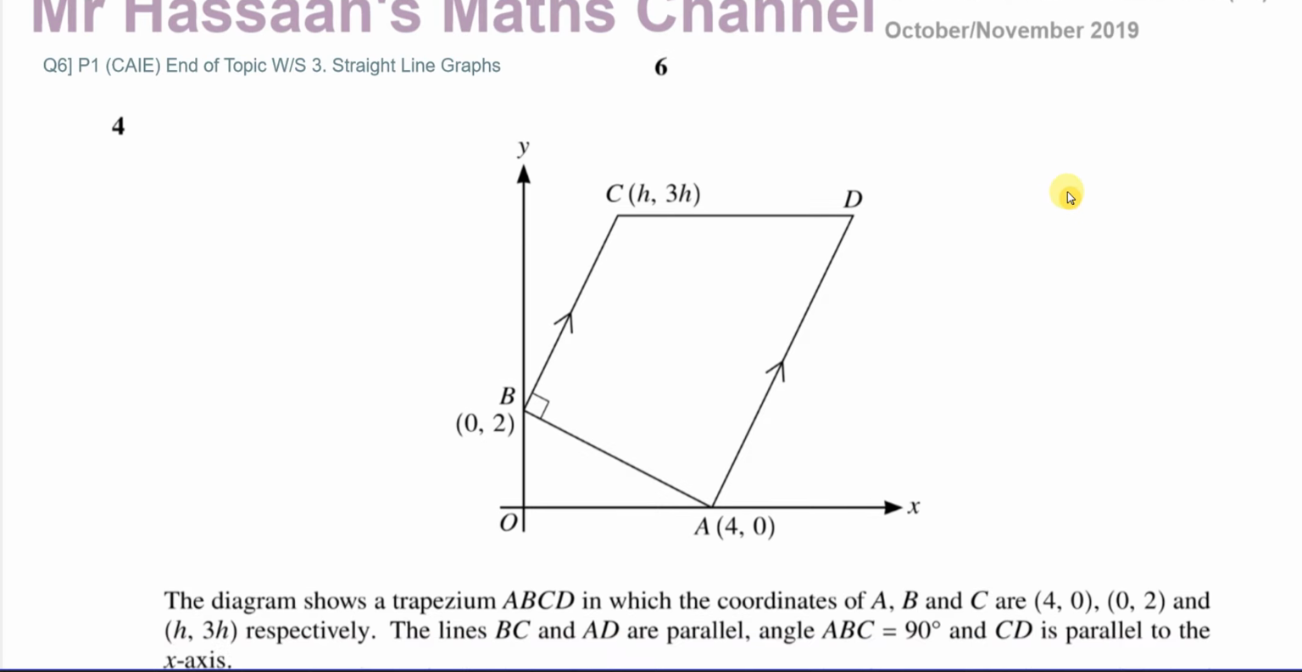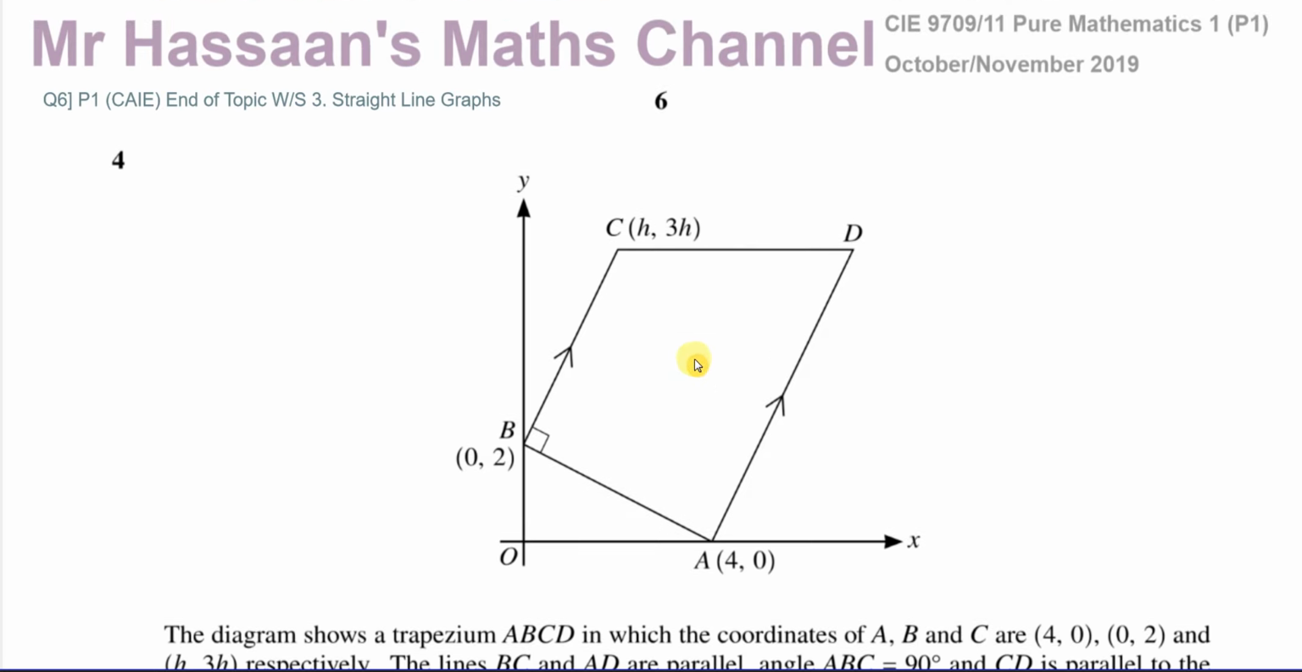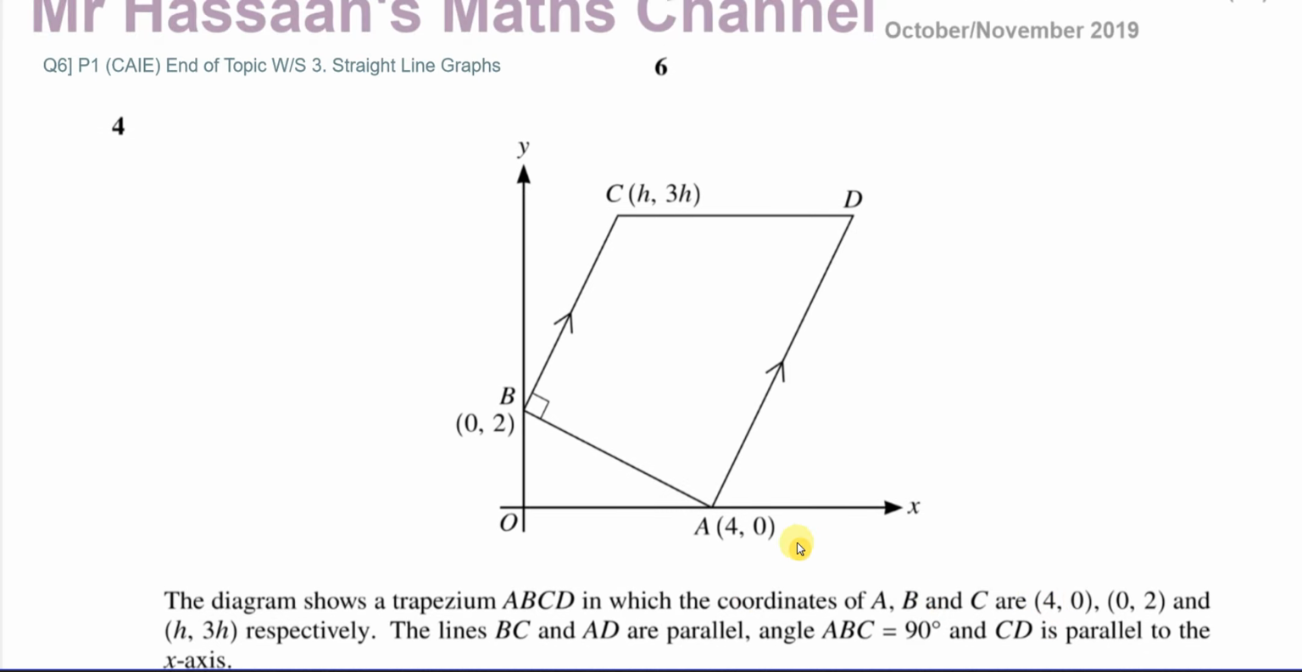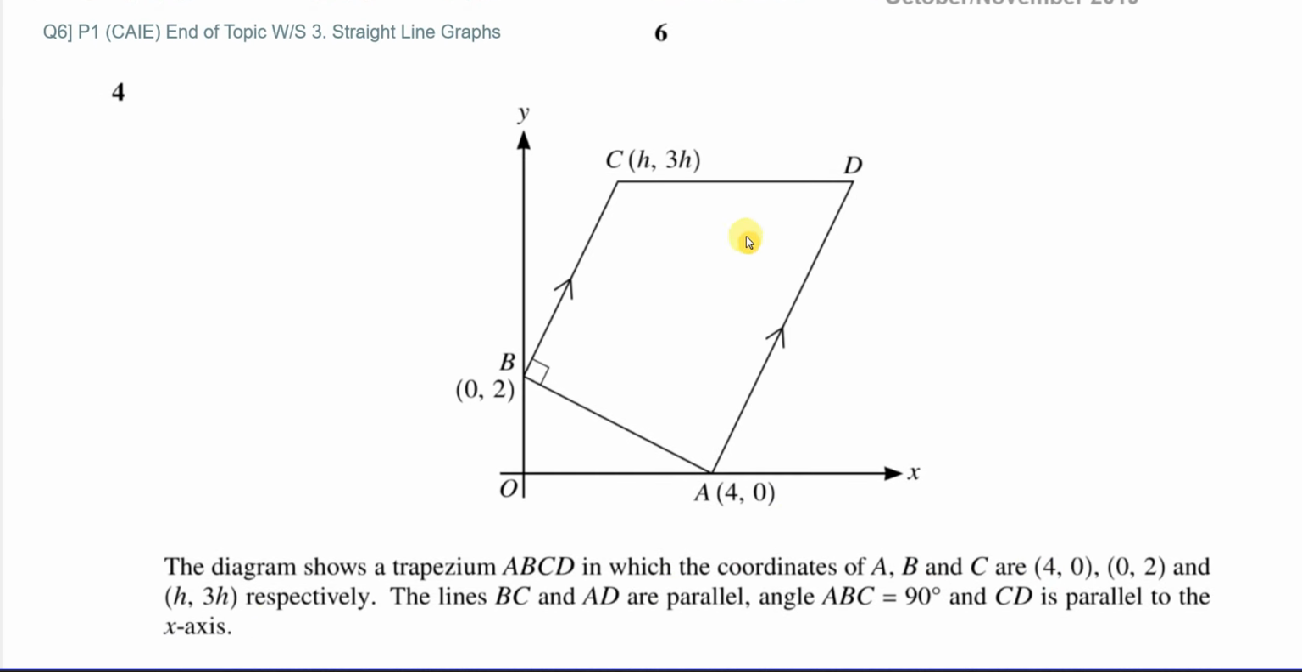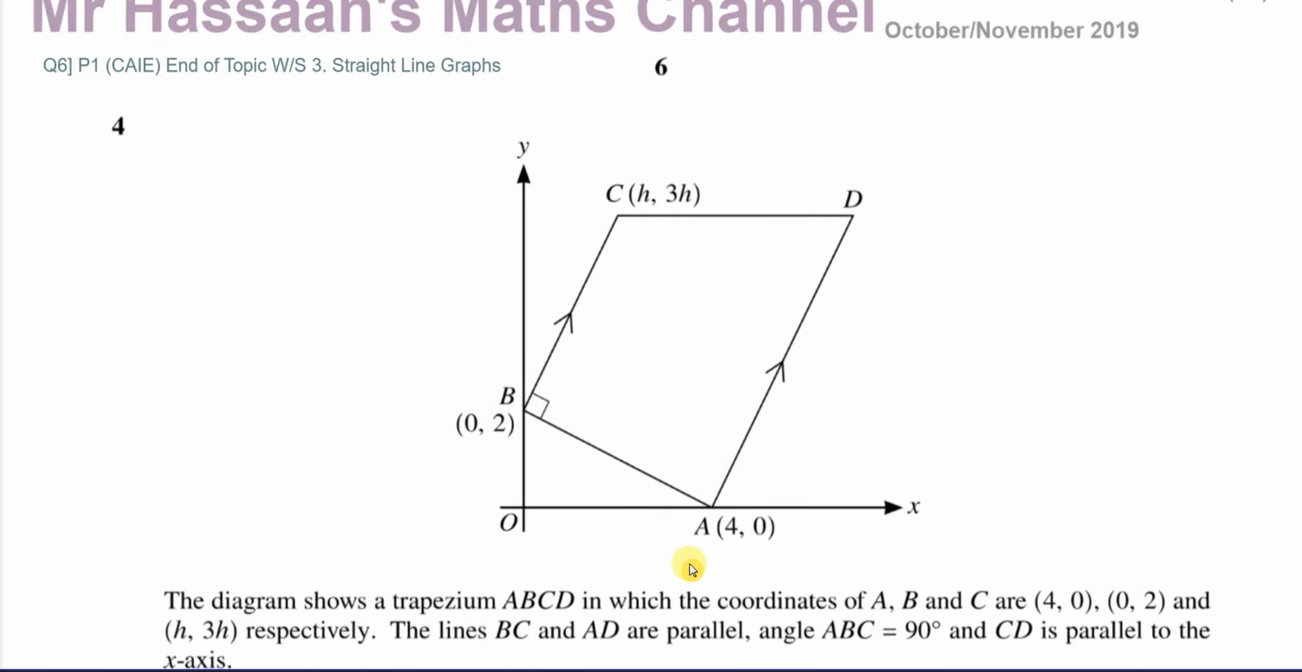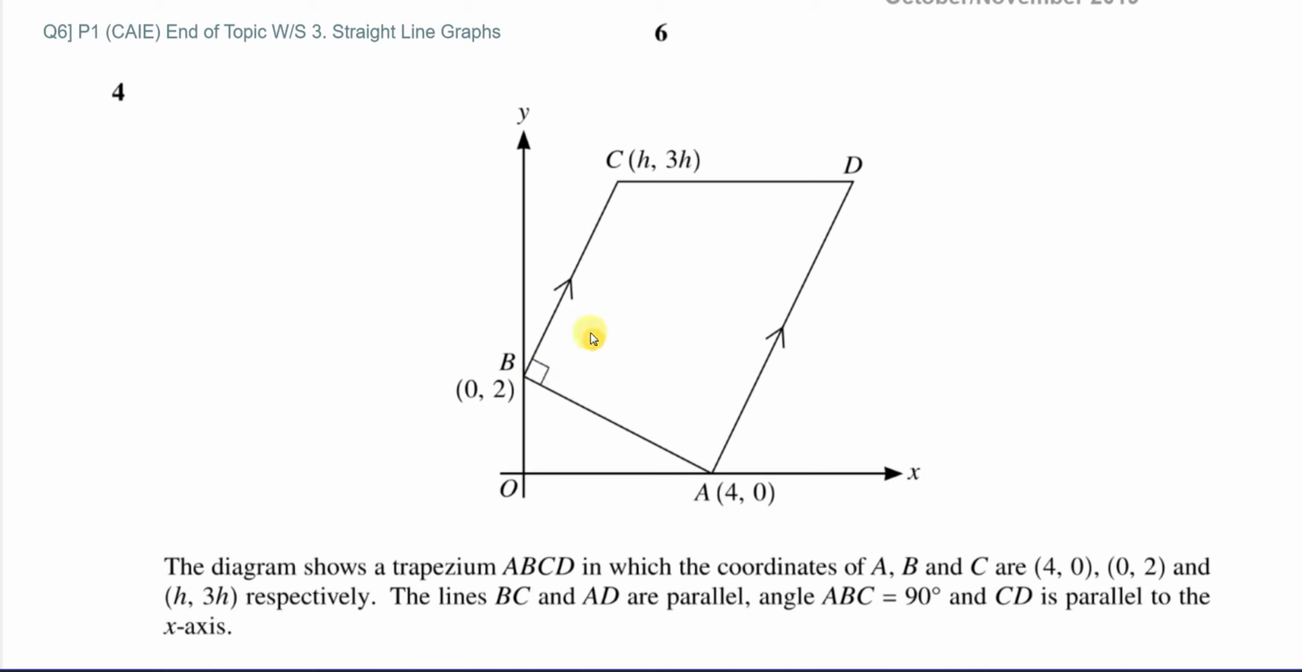Here we have a question about this trapezium ABCD, in which the coordinates of A, B, and C are (4, 0), (0, 2), and (h, 3h) respectively. They're actually marked as well. The lines AD and BC are parallel. Angle ABC is 90 degrees, and CD is parallel to the x-axis. So it's a horizontal line basically.